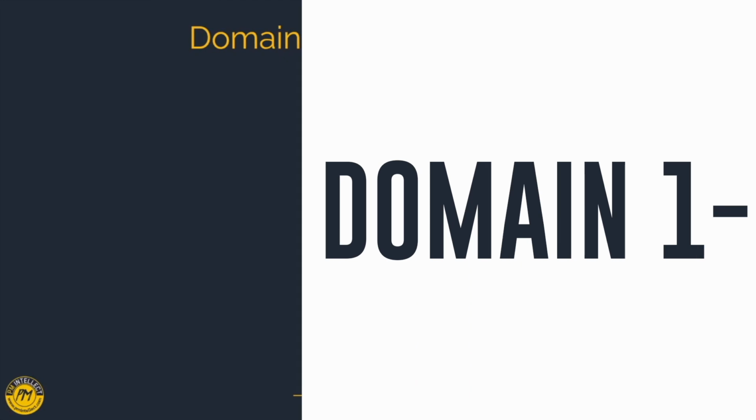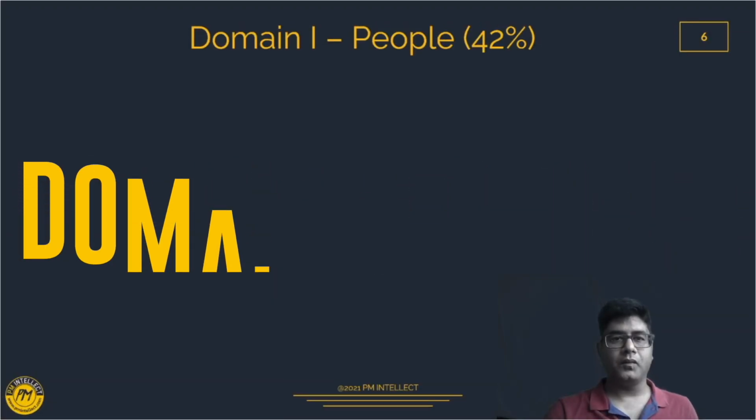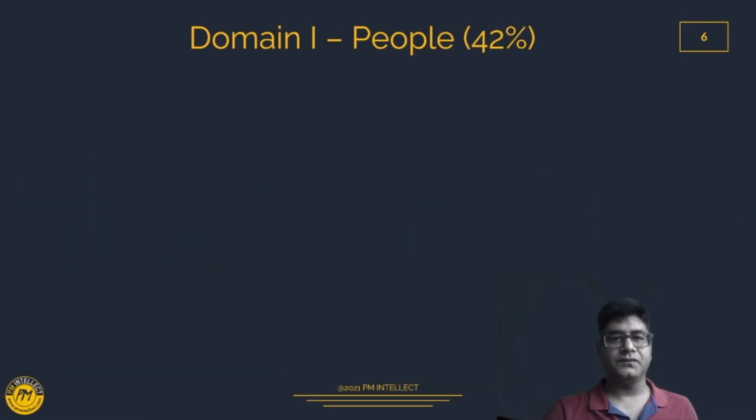Let's go through all the tasks in the domain, starting with domain 1, which is people, comprising 42% of the content. So what are the various tasks and what exactly do we have in it? The first one is manage conflict. We have just covered it in the previous example, so maybe we can skip it.